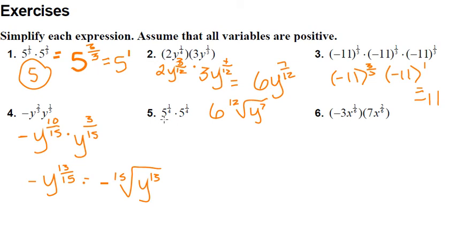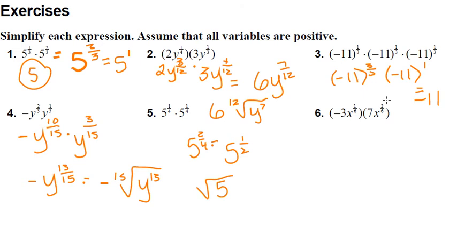So here I'm multiplying 5 to the 1/4 by 5 to the 1/4. So I'm going to add my exponents here. That's going to be 5 to the 2/4. Well, that's 5 to the power of 1/2. Well, that is going to be equivalent to the square root of 5. So again, that's simplified. So I go to this next one here.